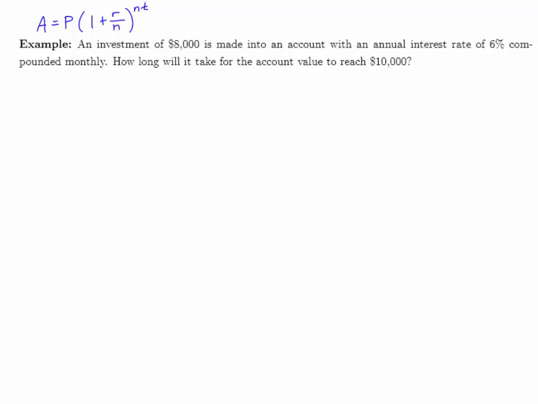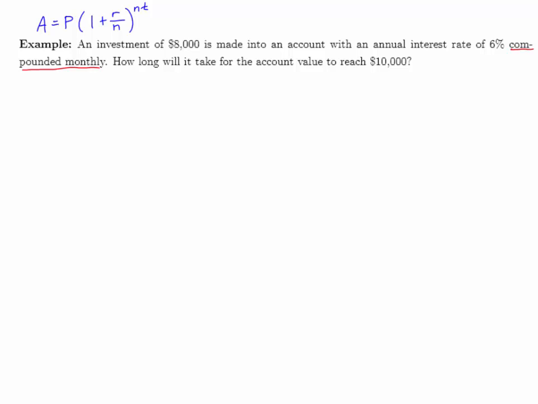So looking at our example, we have an investment of $8,000 and it's invested in an account with an annual interest rate of 6%, and the 6% is compounded monthly. And this is what tells us that we're going to be dealing with compound interest. What we're asked then is how long will it take for the account value to reach $10,000?